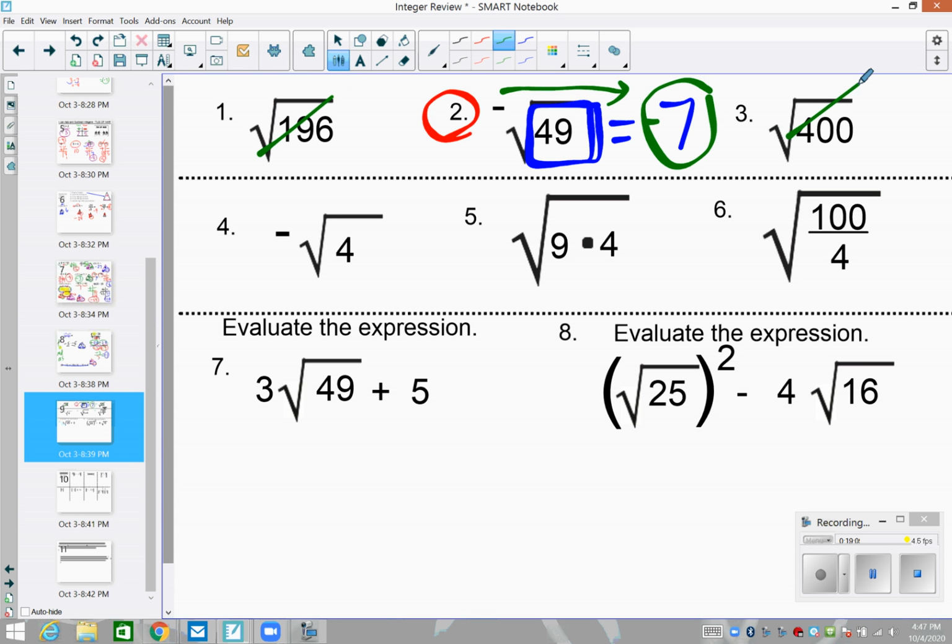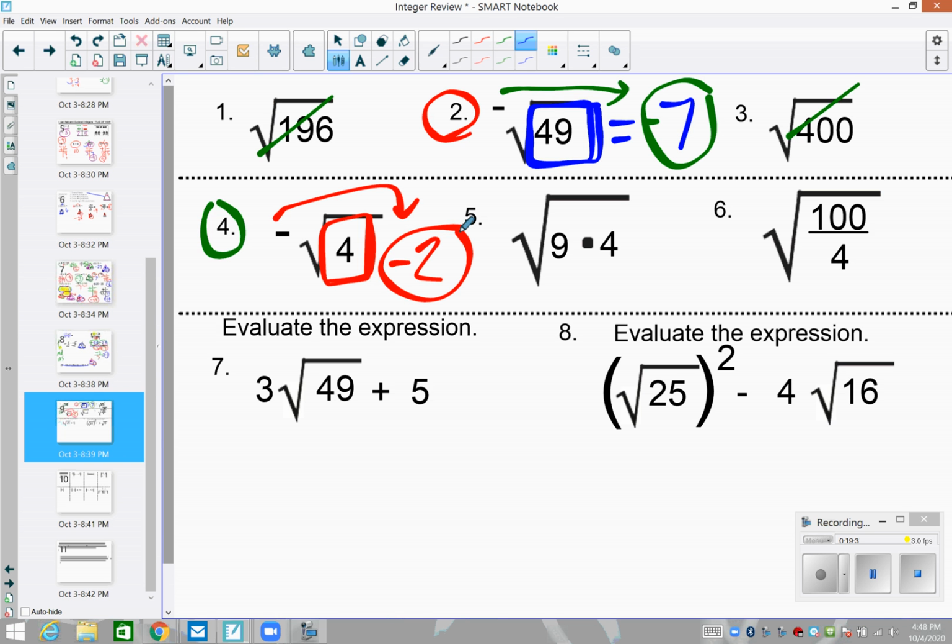So why don't you go ahead and try question 4. Go pause the video, give that one a shot. All right, so you should have tried that one. If we have a square that has an area of 4, that means its side is 2. We're going to take the opposite of that so we get negative 2.